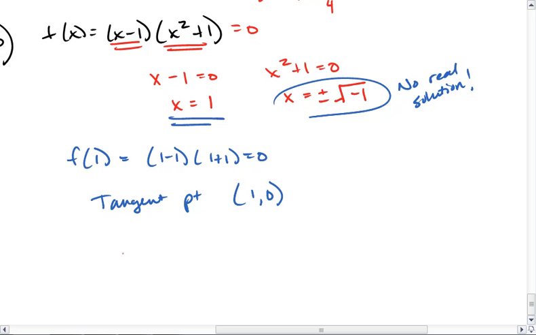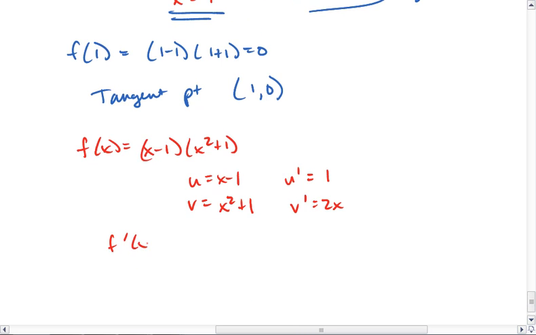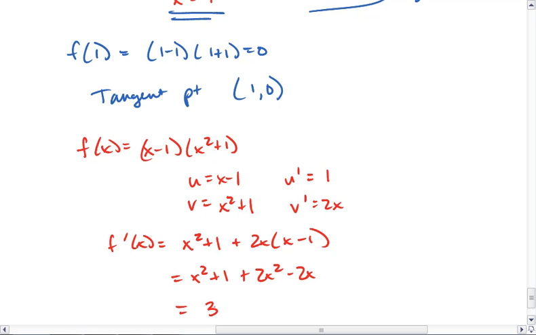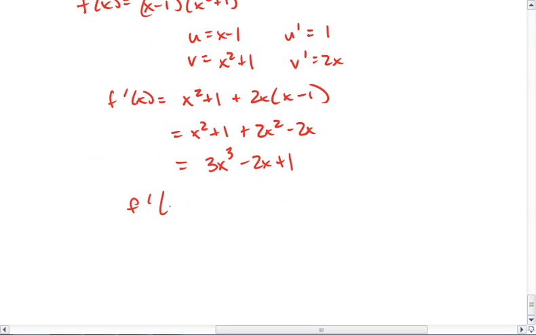To find f prime of x, I need to use the product rule again, where u equals x minus 1 and v equals x squared plus 1. Take the derivative of both, and I find that f prime of x equals x squared plus 1 plus 2x times x minus 1. X squared plus 1 plus 2x squared minus 2x. I simplify, I get 3x squared minus 2x plus 1. I can plug in the point we're interested in, which is 1, 0, so I plug in the x value of 1. And I find that f prime of 1 equals 2.